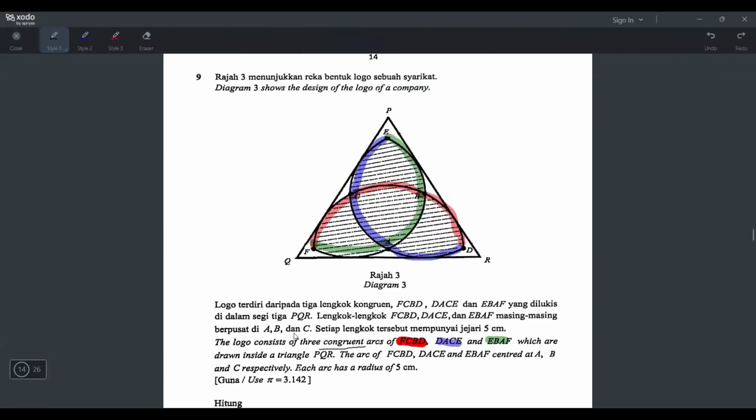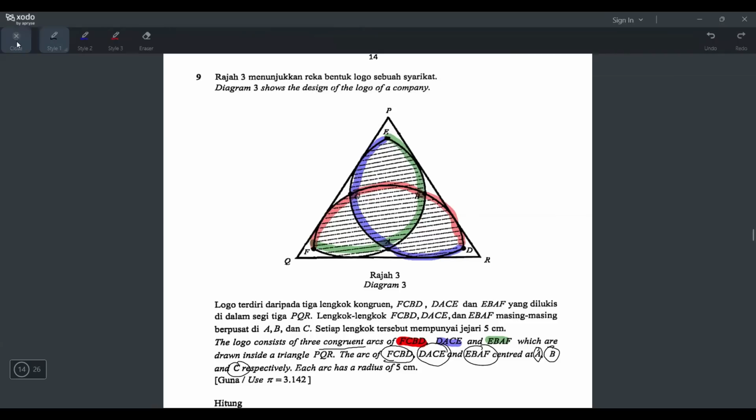Okay, so now what it says? It says that these three are congruent arcs. FCBD congruent. So same size, same shape lah. So they have the same measurements. Okay, and then they say which are drawn inside the triangle PQR. Okay, okay. So now I understand already. The arc of ABC FCBD center at A, and then DACE center at B, EBAF center at C respectively. Each arc has a radius of 5 cm. So it means the center is at ABC.